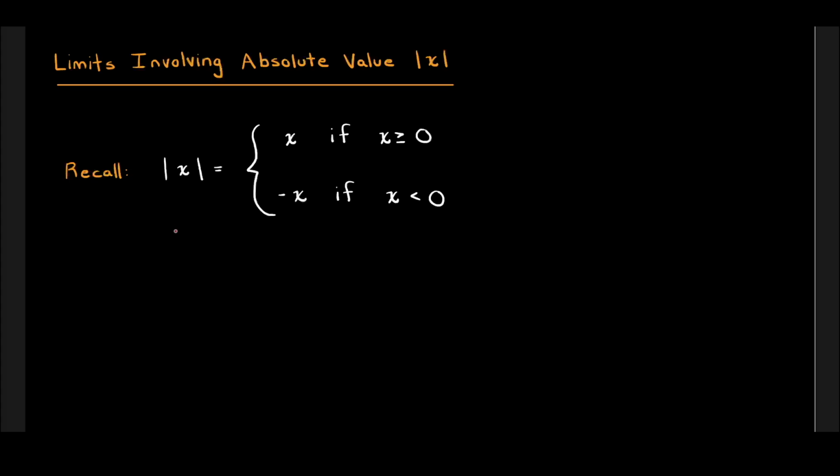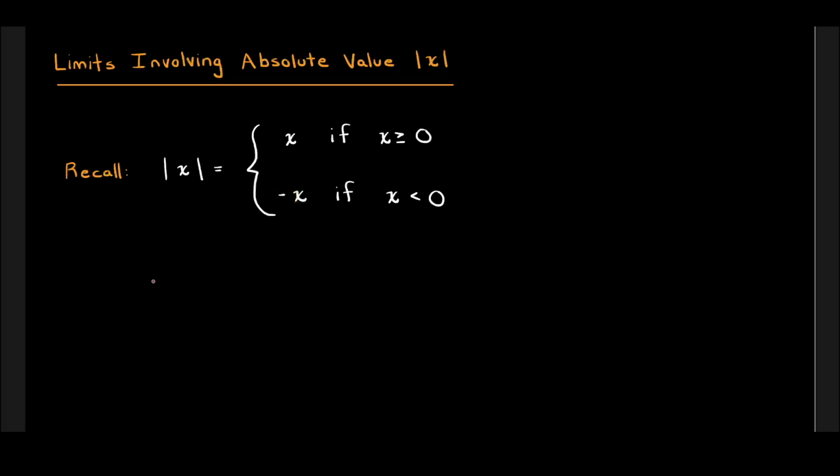Well, the absolute value of a number x is just going to be x if the input is non-negative. So if this input happens to be a non-negative number, then you can just drop the absolute value bars, you'll just get back x. However, if the input happens to be a negative number, well then the absolute value function is going to make it positive by multiplying by -1.